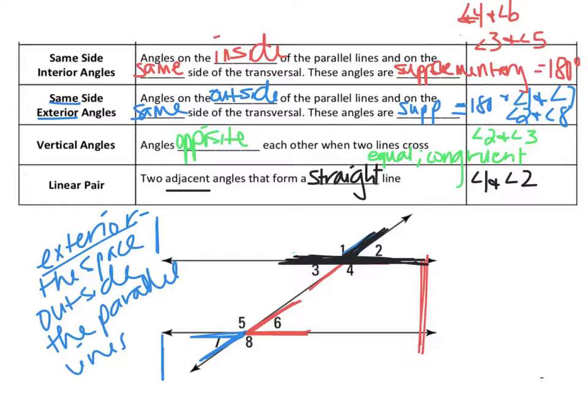So a straight line. If we look down here, we could say that angle 7 and angle 5 also are linear because angle 7 and angle 5, when we trace that straight line, here's angle 5, here's angle 7, and they both make that straight line or straight angle.